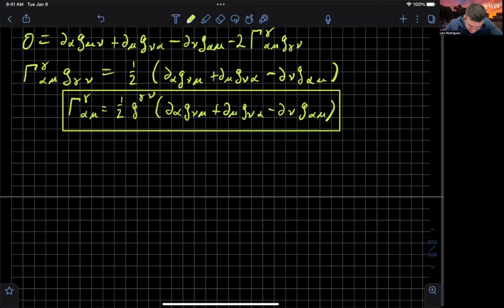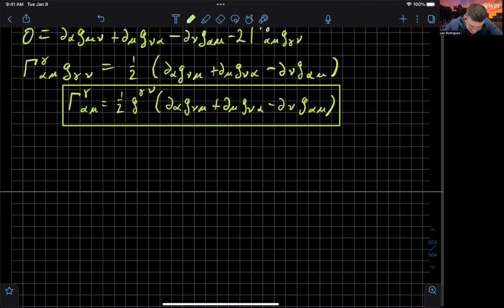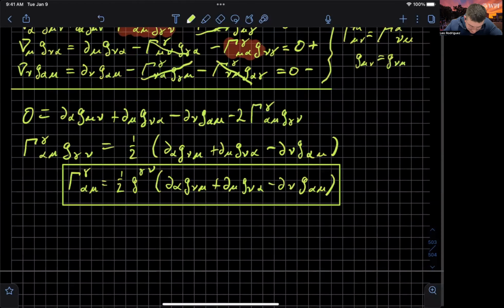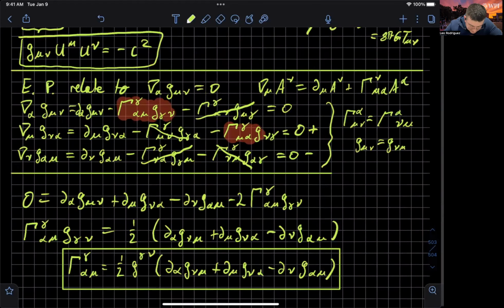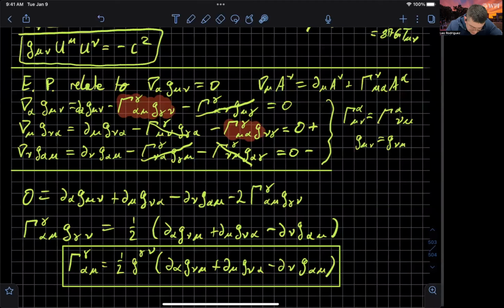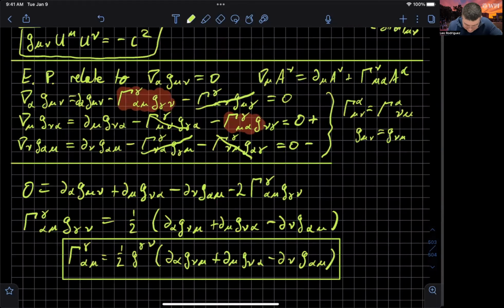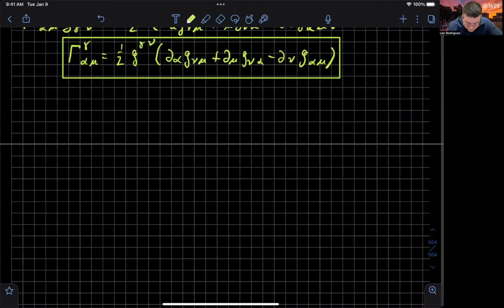But let's look at how this relates to the equivalence principle, because I've already said up here that the metric compatibility condition is the same as our equivalence principle, or it's another way of mathematically formulating the equivalence principle. So I'm going to go back to the line element, but this time we're looking at a general line element.